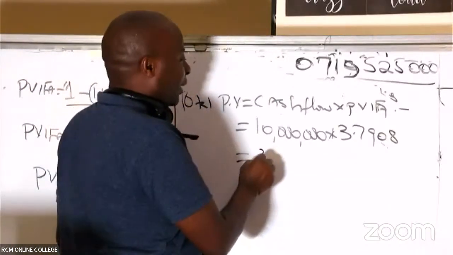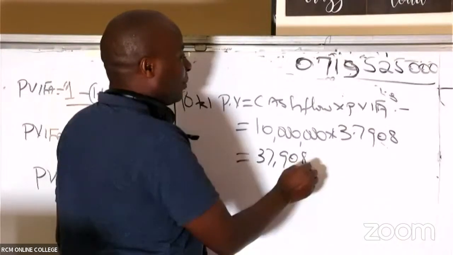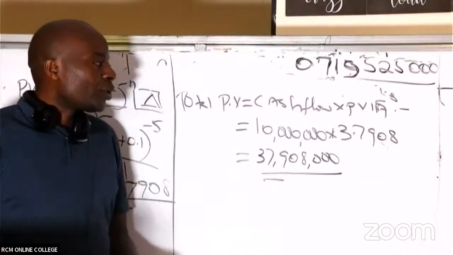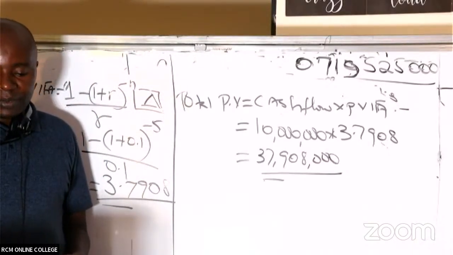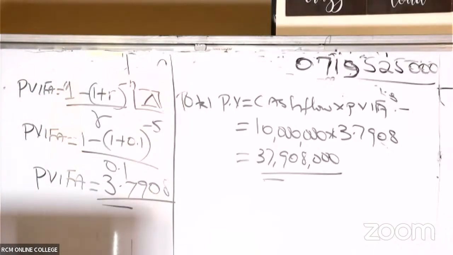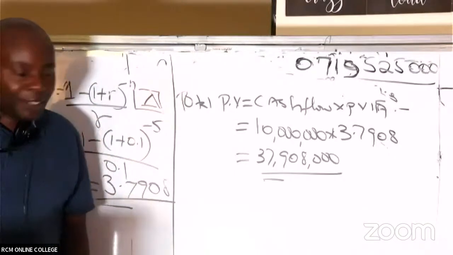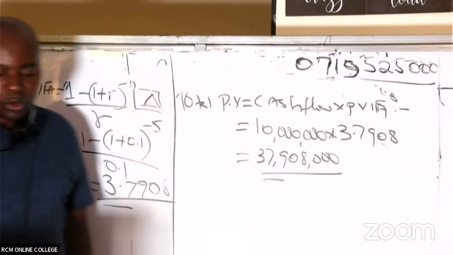Somebody? Is it 37,908,000? Just confirm. Kenya shillings. Is that what we are getting, ladies and gentlemen? So you only take one cash flow here. We're only taking one cash flow here. 37,908,000. Thank you so much.